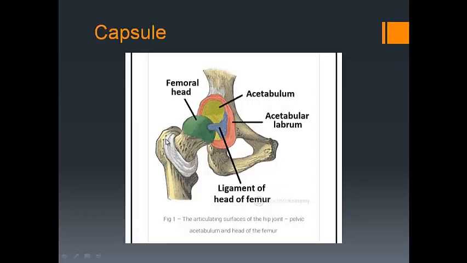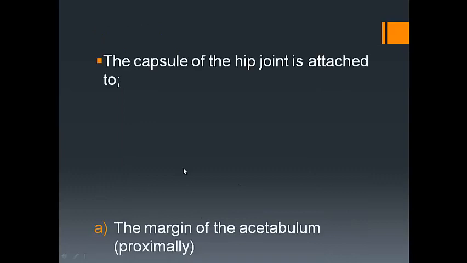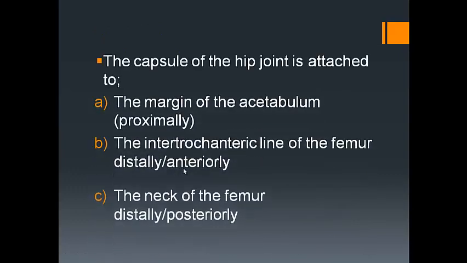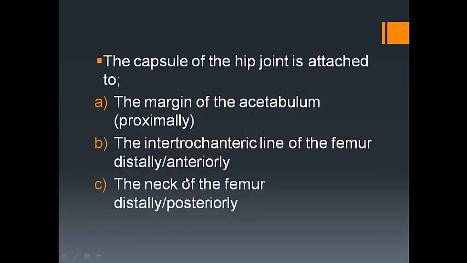Okay, so let's just go back there. Okay, so the intertrochanteric line is going to be this part here. Okay, so that's its anterior attachment. And then posteriorly, okay, don't make the mistake of saying the intertrochanteric crest, it is going to be attached to the neck of the femur. So just the lower margin of the neck of the femur, okay, that's where it's going to be attached distally on the posterior side.